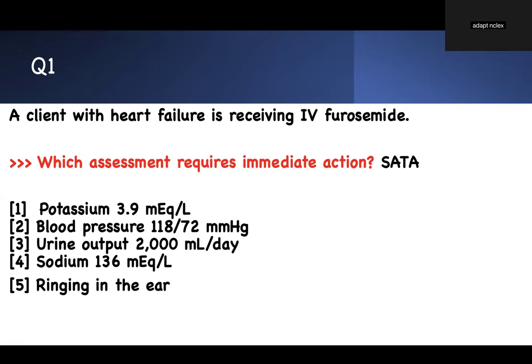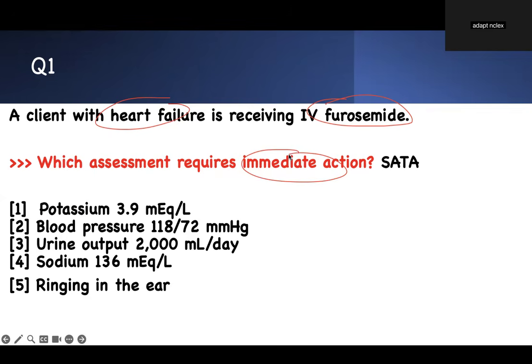A client with heart failure is receiving IV furosemide. The key fact that you have to know is what? IV furosemide. What's your buzzword? Furosemide and heart failure require immediate intervention. You have a potassium of 3.9, blood pressure 118/72, urine output 2 liters in a day, sodium 135, and a ringing in the ear. Which of these should you intervene on?